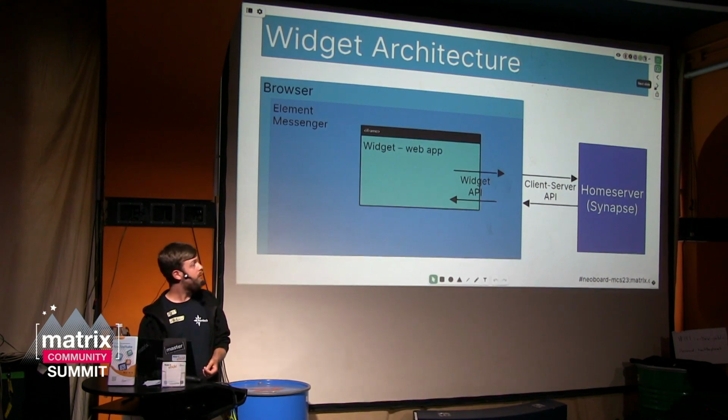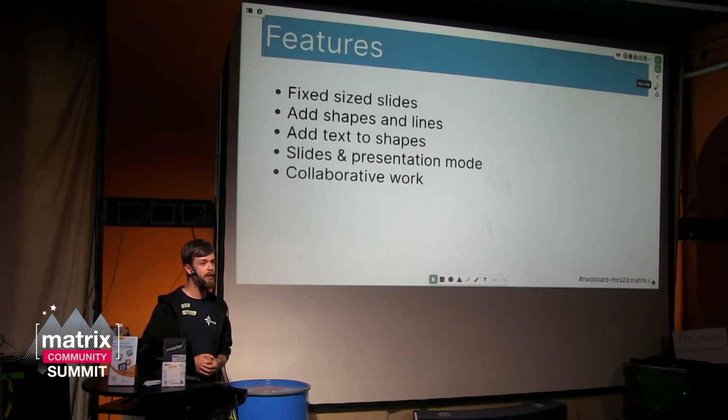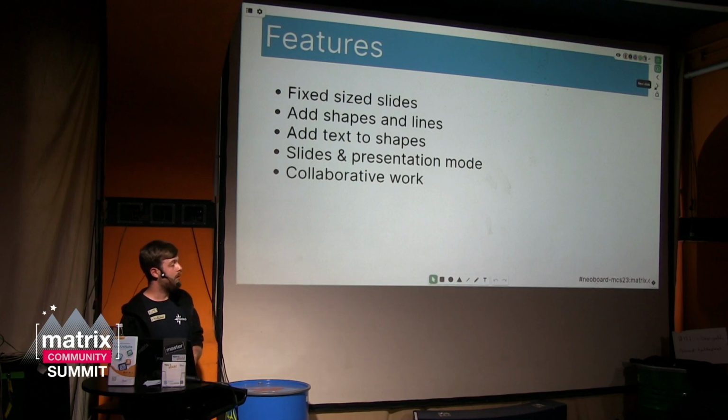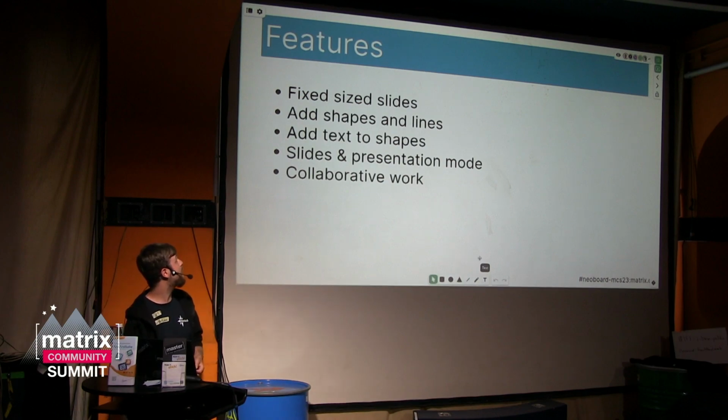What can you do with this NeoBoard tool? Compared to other similar whiteboard tools, you might have already noticed that it has fixed-size slides in a 16:9 aspect ratio. And this makes it easy and fitting for also giving presentations, but is a bit different from how other tools work. Things that you can do, using this toolbar at the bottom: you can draw certain shapes and lines and freehand. You can add text to things as well.